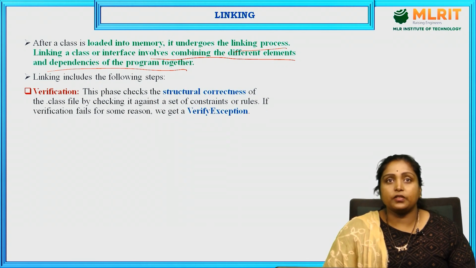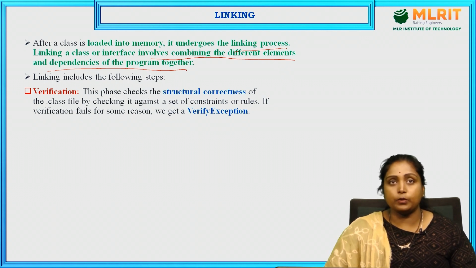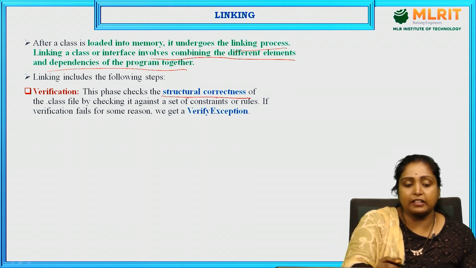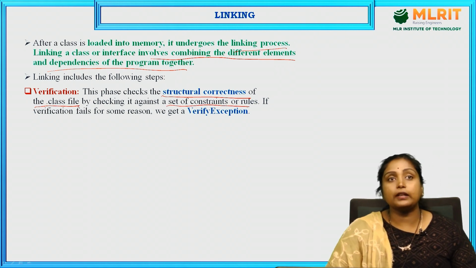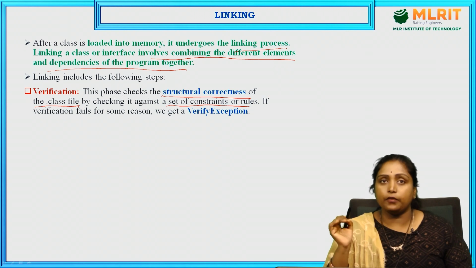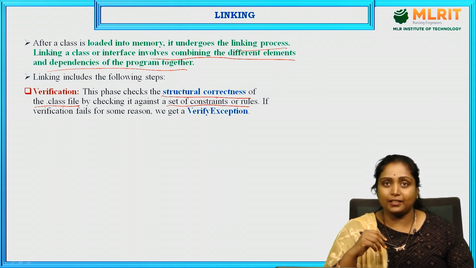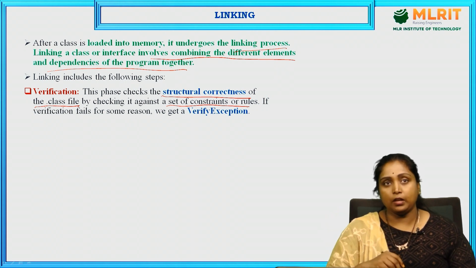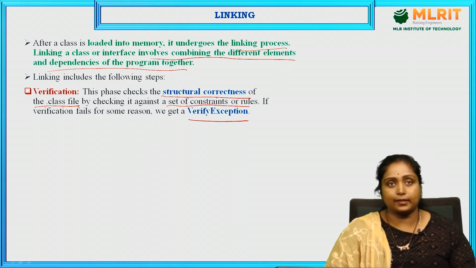What are the steps? First is verification. First it will check whether the particular class you have written is structurally correct or not. It checks the structural correctness of a .class file by checking a set of constraints or rules, like if you are missing a semicolon, closing brackets, parentheses, or double quotations. Everything will be checked here. If the verification fails, you will get the exception called VerifyError.